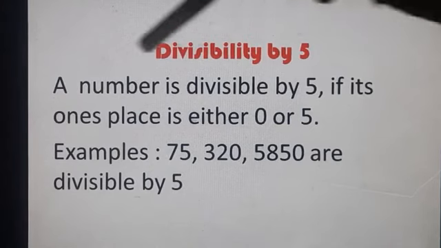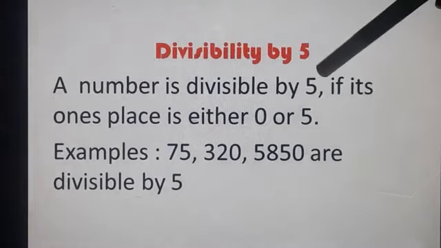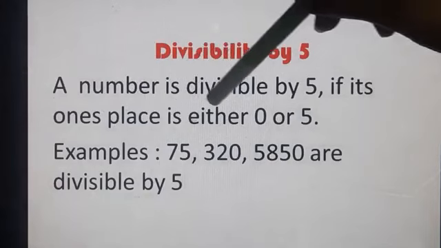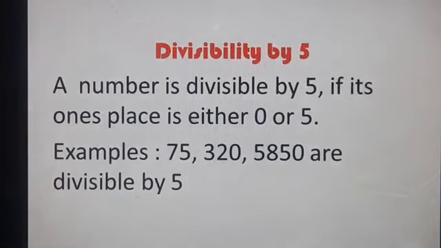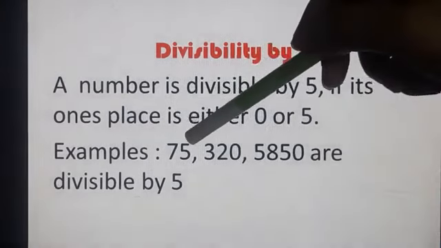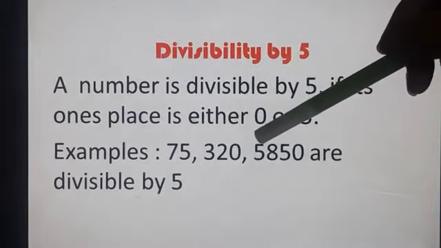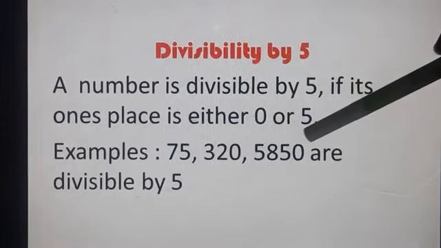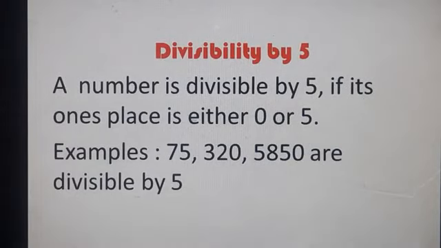Divisibility by 5. A number is divisible by 5 if its ones place is either 0 or 5. If we check the ones place and get 0 or 5, it means the number will be divisible by 5. See this example, 75, 320, 5850. These are divisible by 5.